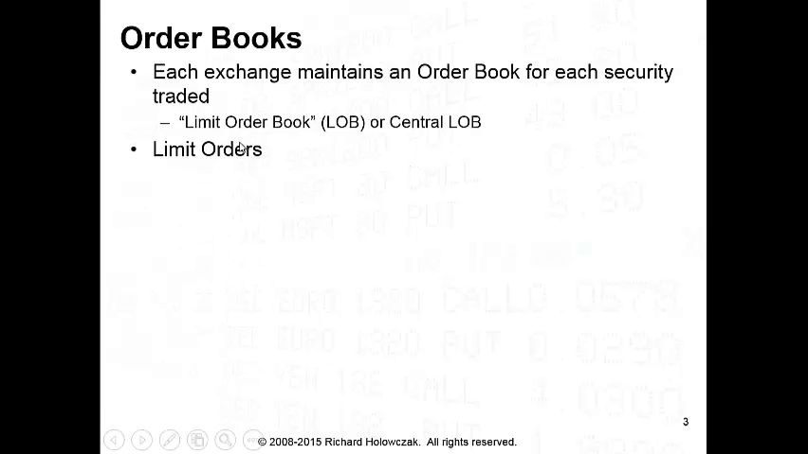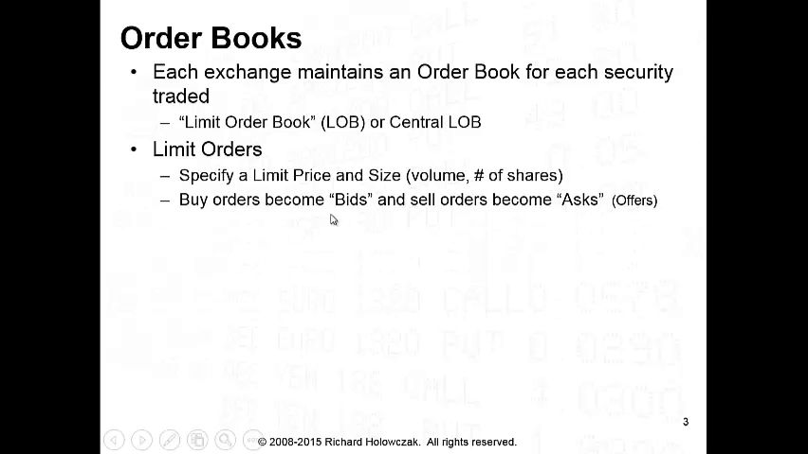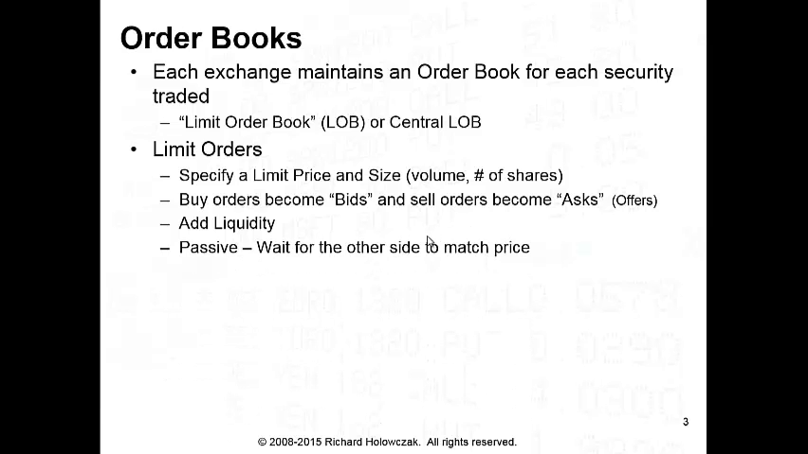The limit order book is populated by, as you might guess, limit orders. Limit orders specify a price at which the trader is willing to trade, and then a size, some volume or number of shares or number of contracts. Buy orders come in as bids, and sell orders come in as asks, sometimes called offers. These orders add liquidity. They provide other traders in the market the chance to trade with them. And limit orders tend to be passive, that is, we wait for the other side to match our price.